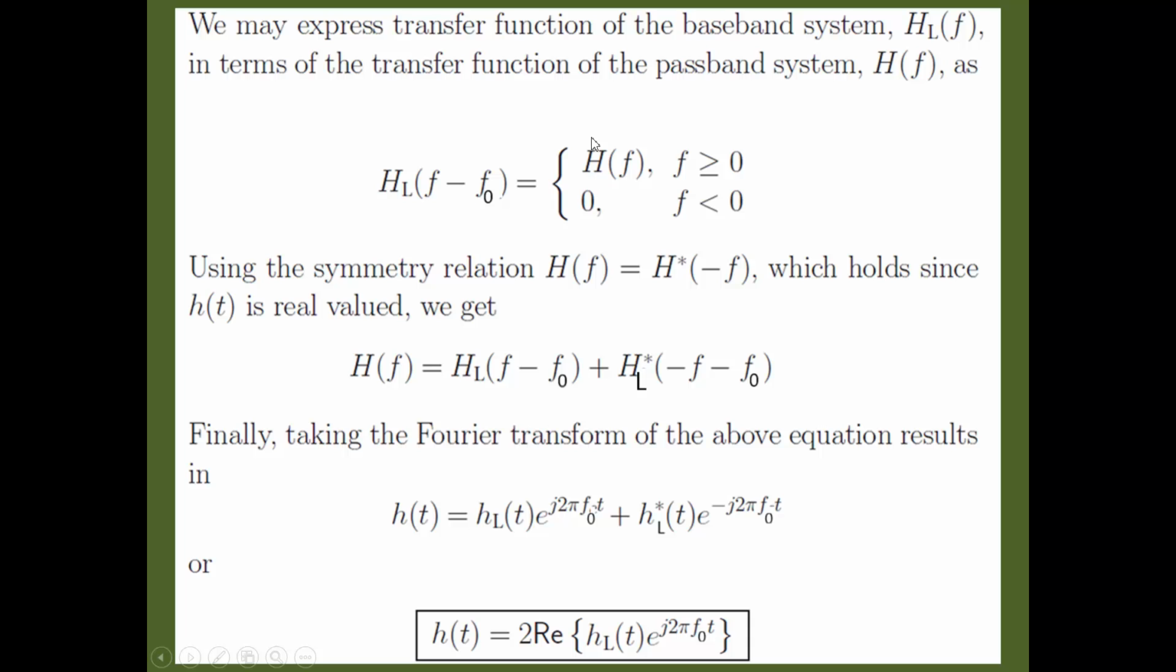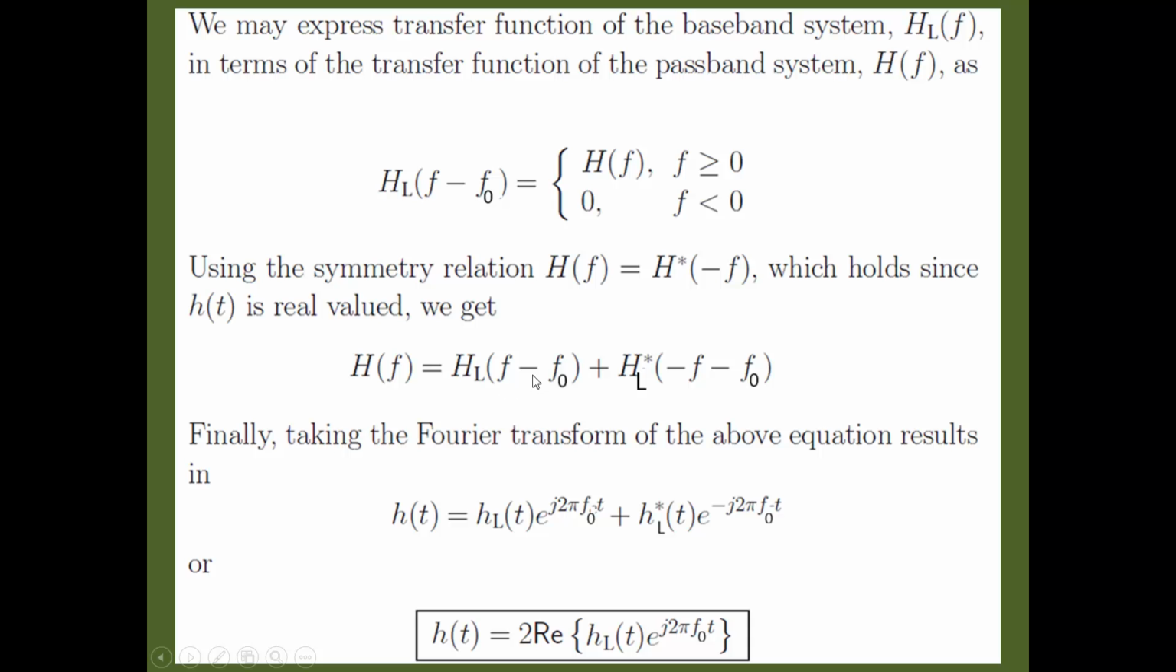Now we can express the full band pass system in terms of the low pass system, or the baseband system. So the transfer function of the band pass system will be equal to the transfer function of the low pass system on the positive side, plus HL star minus F naught.